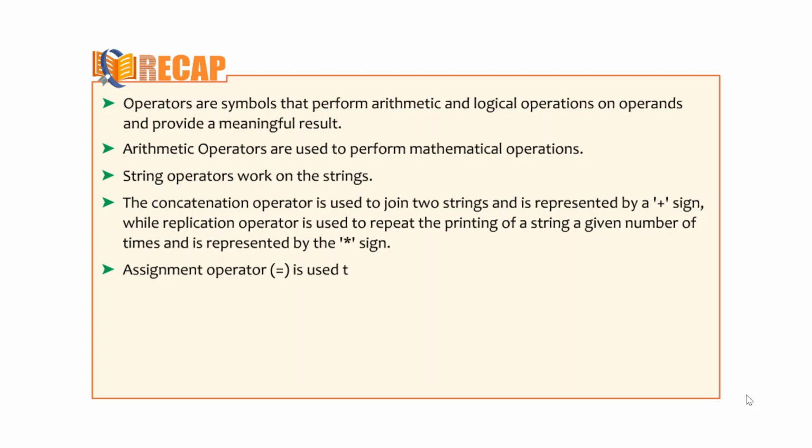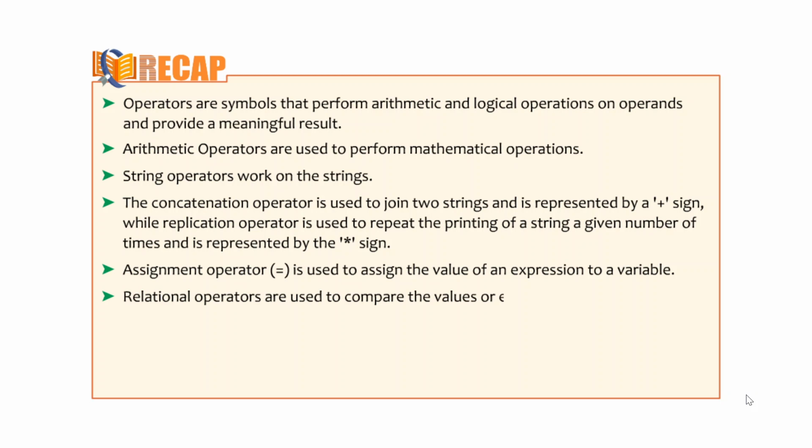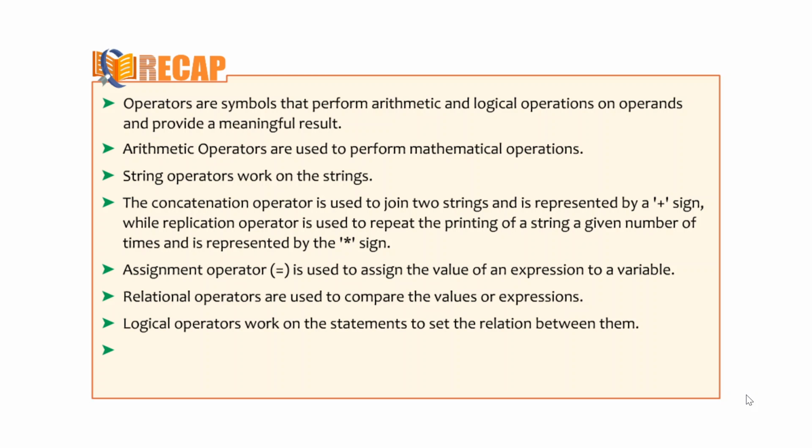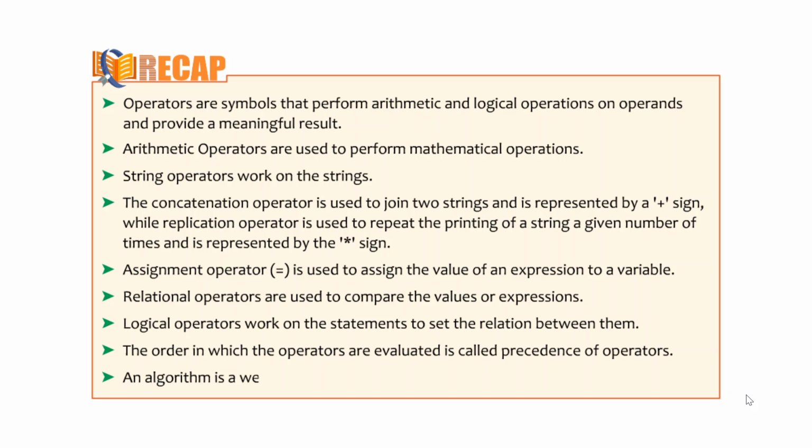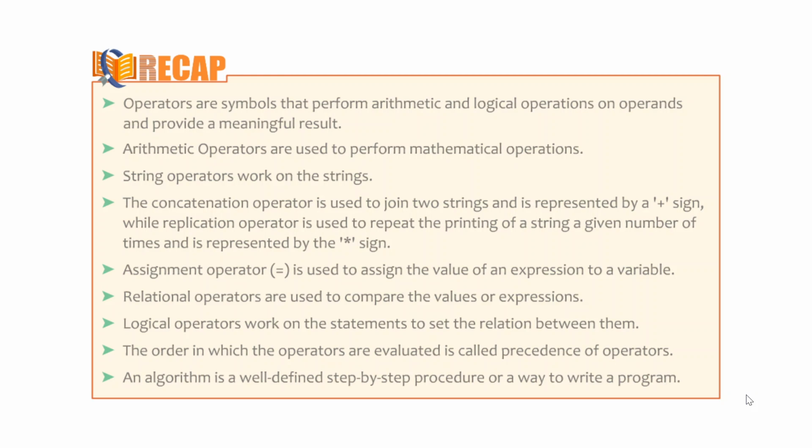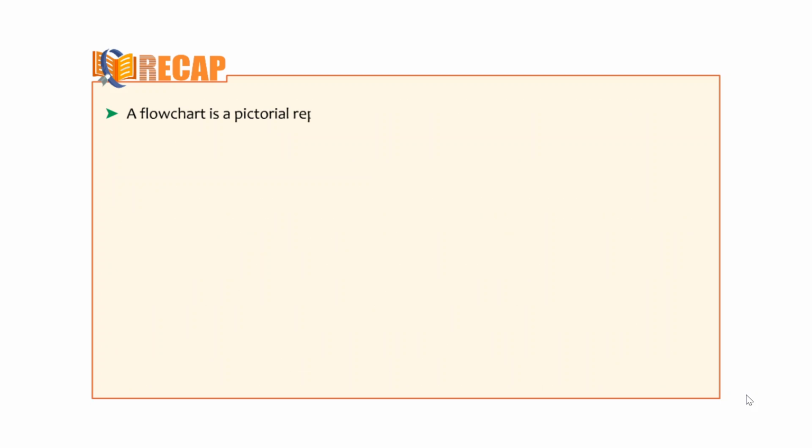Assignment operator is used to assign the value of an expression to a variable. Relational operators are used to compare the values or expressions. Logical operators work on the statements to set the relation between them. The order in which the operators are evaluated is called the precedence of operators. An algorithm is a well-defined step-by-step procedure or a way to write a program. A flowchart is a pictorial representation of the flow of steps and procedure to solve a problem.